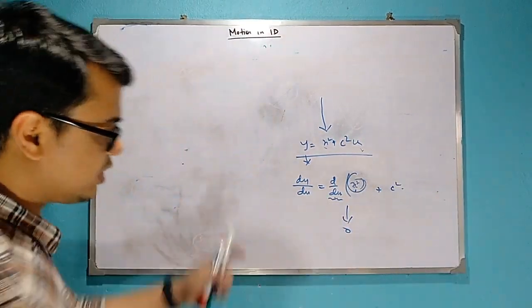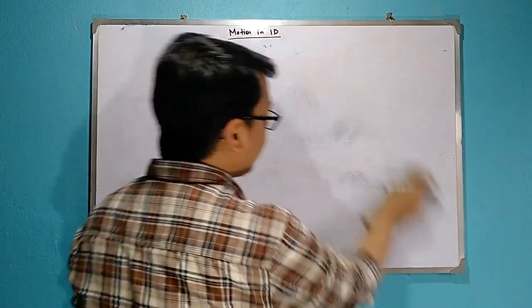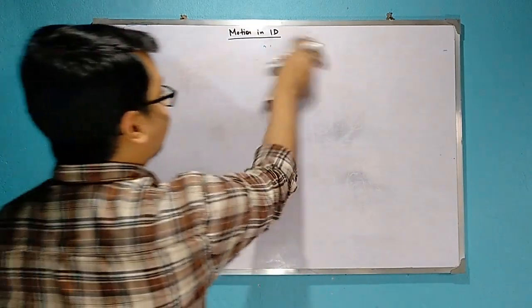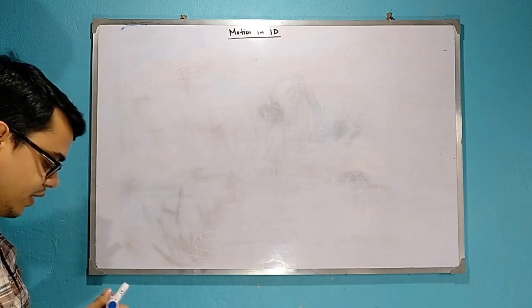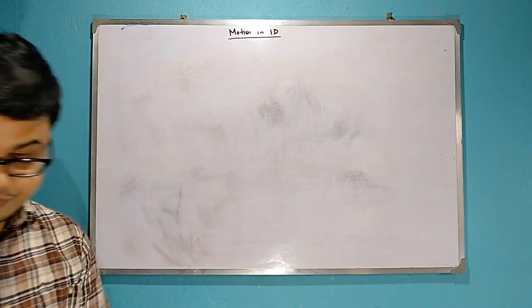Okay, remember this one. For instantaneous velocity, you will always require to differentiate for a small t. That means d dt you have to take, and after that you will put t.